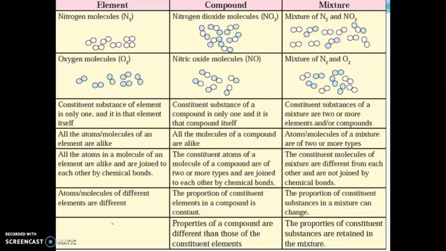The constituent substances are retained in the mixture. Retain means we can get them back. For example, I don't like chili in the bhel, so I will just pick up the chili and throw it. I don't have to do any chemical process or put the bhel in a strainer, put water into it and then get the chili. No, very simple, I will pick up the chili and throw it. So a mixture is not bonded by any chemical properties as such. We can retain the substances very easily.